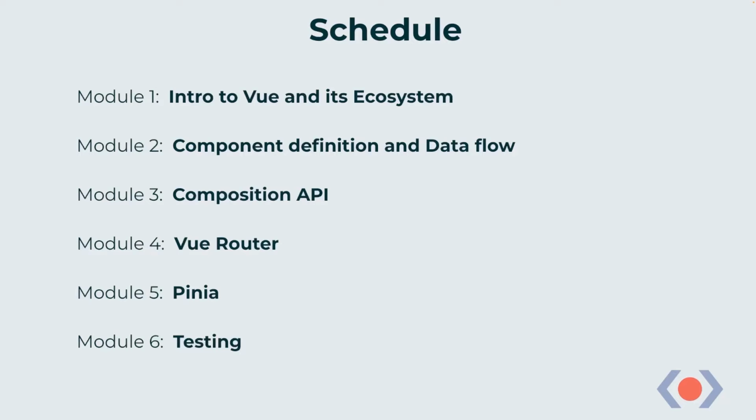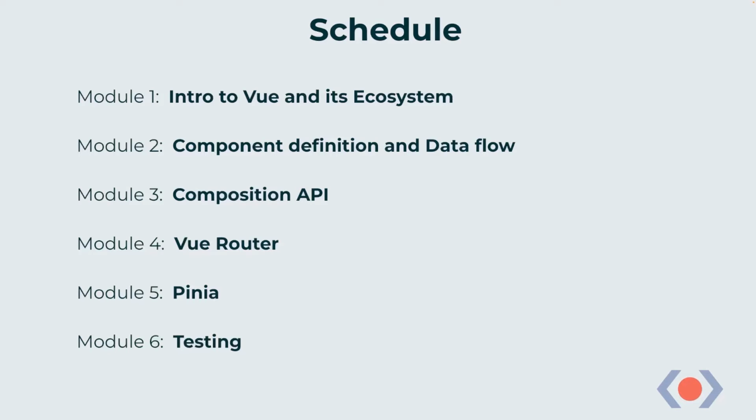So, without further ado, this is what the schedule for this particular training is going to be like. We're going to have 6 modules. The first module will be an introduction to Vue and its ecosystem. The second module is going to be component definition and data flow. The third module is going to be the composition API, which is a new way of writing Vue applications that was introduced in Vue 3.